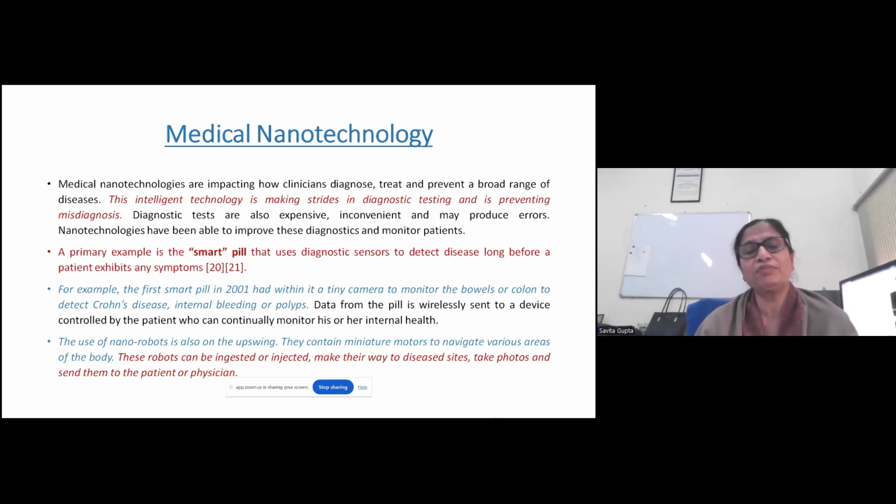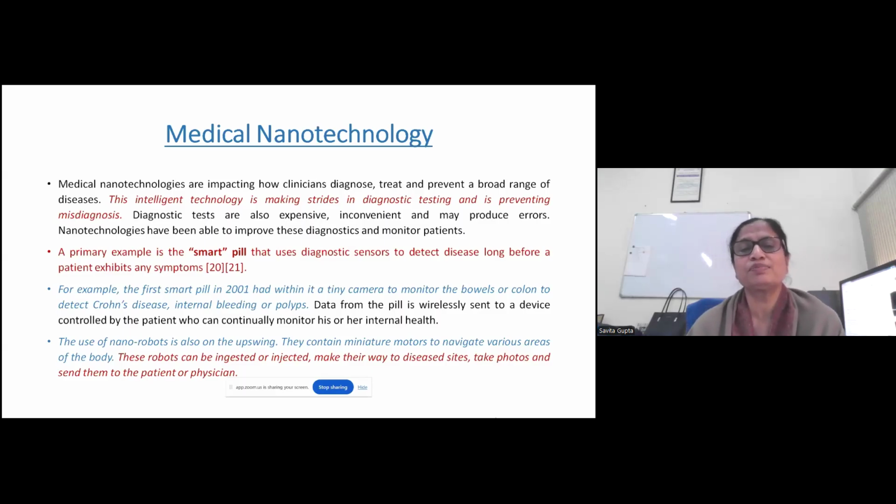If we put a smart pill, a nano robot, in our body which is continuously monitoring my glucose level and blood pressure, then I can detect the disease long before it happens. So smart pills and nano robots or nano pills are already in discovery.